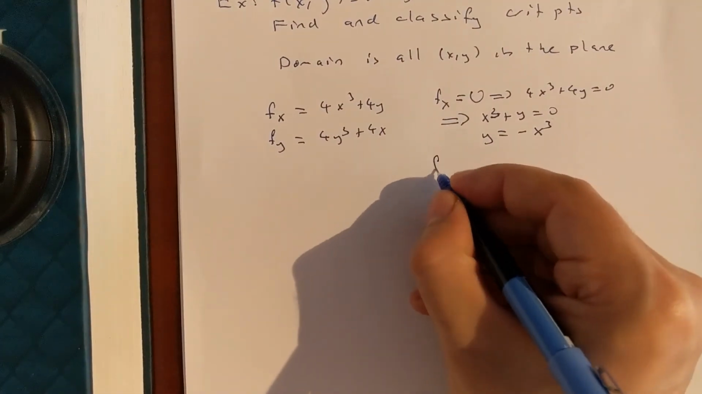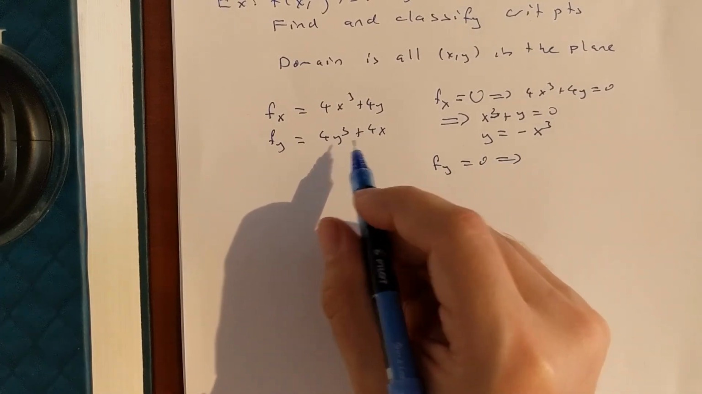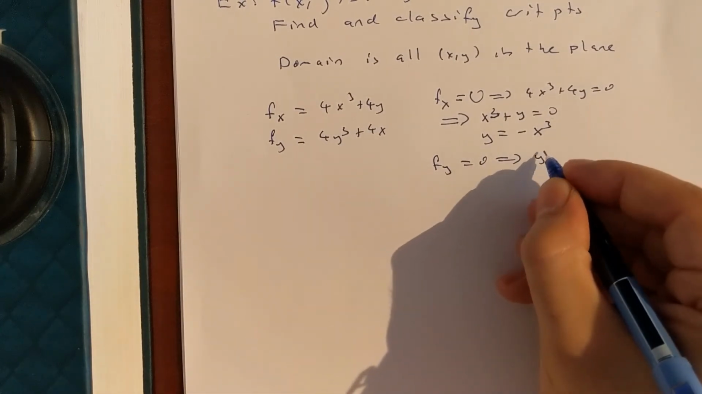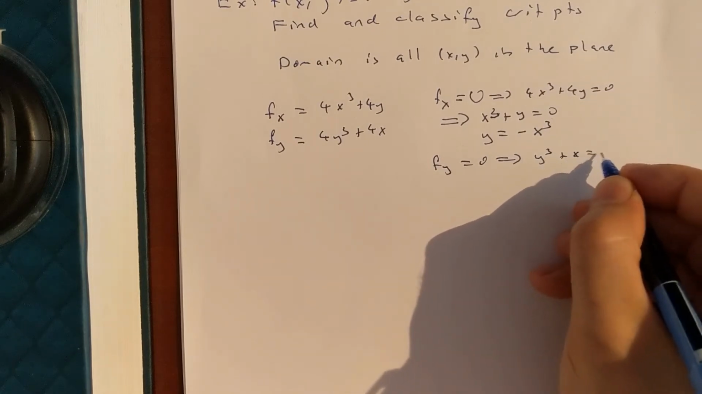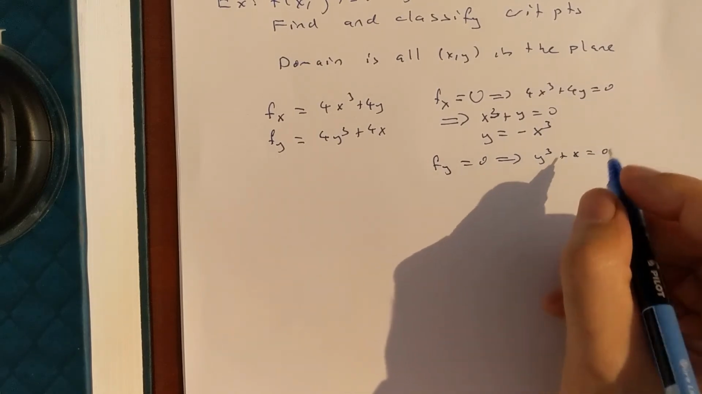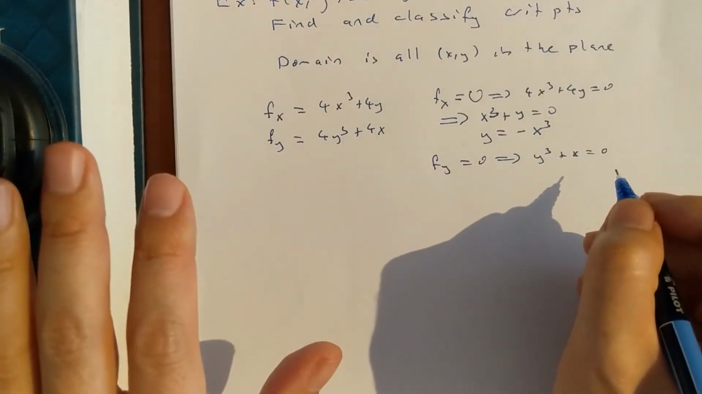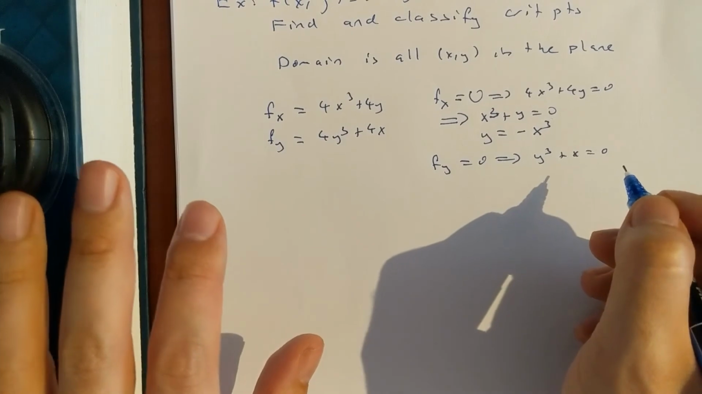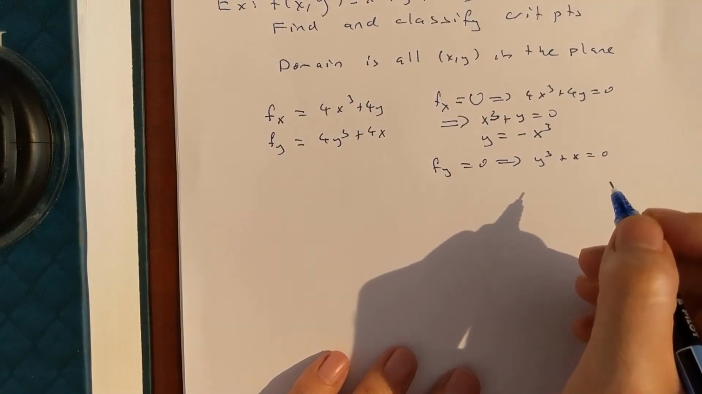So similarly, f sub y equals 0 implies, let's skip the step of dividing everything by 4, y cubed plus x is equal to 0 this time. So here, if I set it up, this time we're going to have minus x equal to y cubed, right?